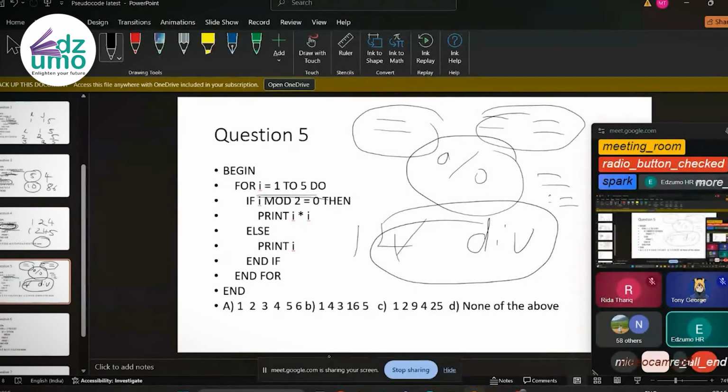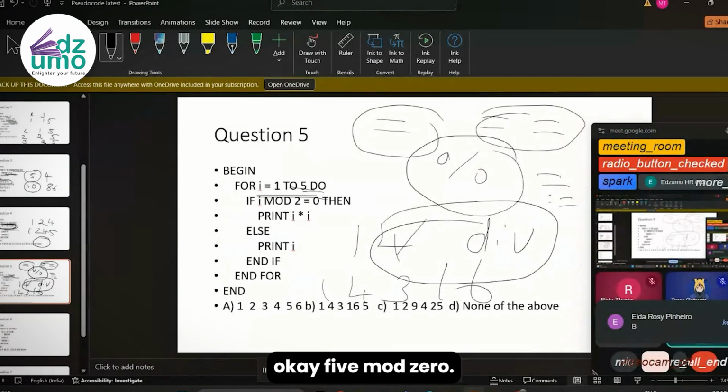Right? You get 4. Then what happens now? 3 mod 2 is 0? No, the condition fails. So what happens? 3 is printed. Now again, 4. 4 mod 2 is 0. So again, what happens now? 4 into 4, 16. Okay. 5 mod 2 is not 0, so 5 is printed. Yes, B is the answer.